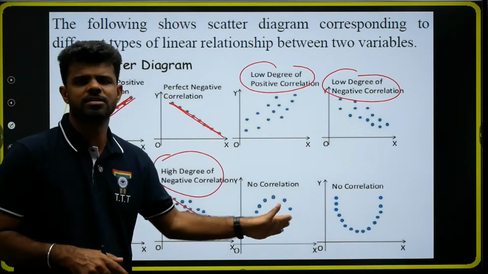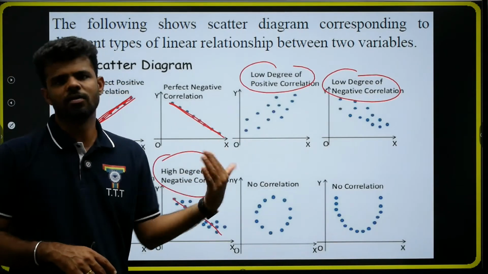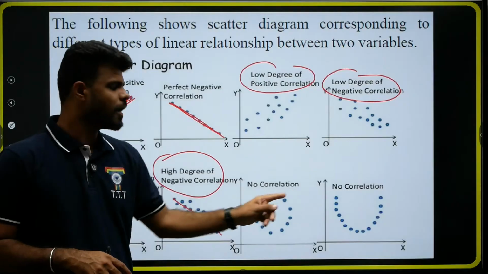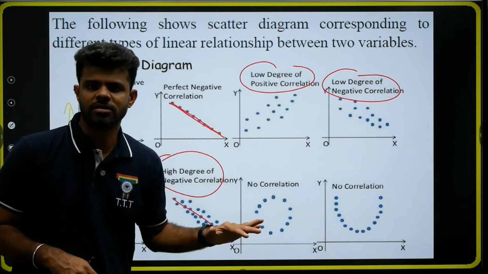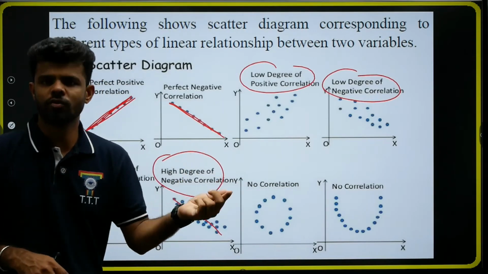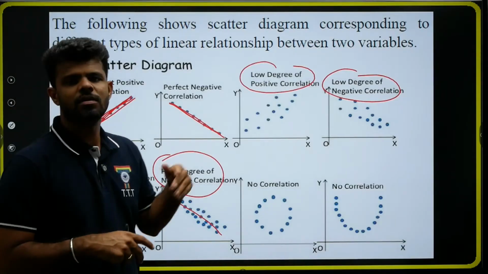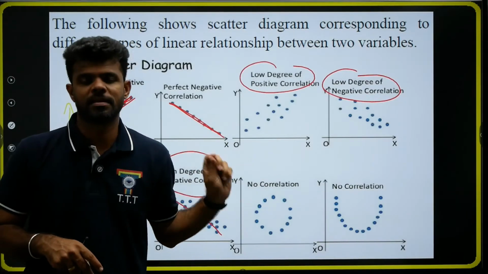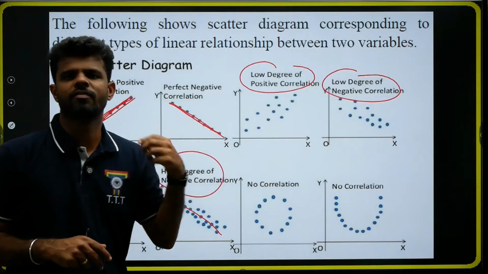Suppose there is no relationship, no upward direction, and no decreasing direction either, and the scatterness looks like this, then you can say that there is no relationship between two variables, you will have to write. So that is about the scatter diagram method of finding correlation between two variables.